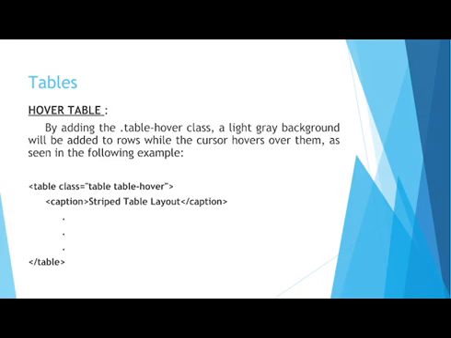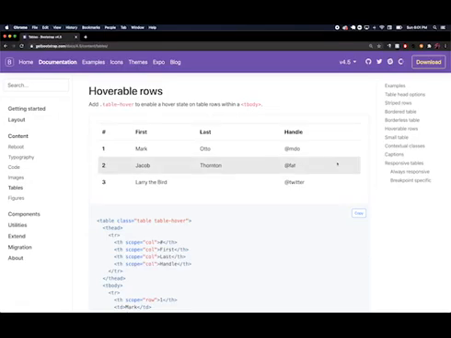We also could use hoverable tables, and that just simply allows the rows to get highlighted as you hover over them on the page. And you can just enable that by adding table-hover to the class name of the table.